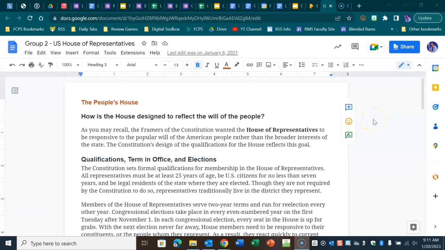Legislative Branch Jigsaw Activity. Group 2. U.S. House of Representatives. The People's House. How is the House designed to reflect the will of the people?